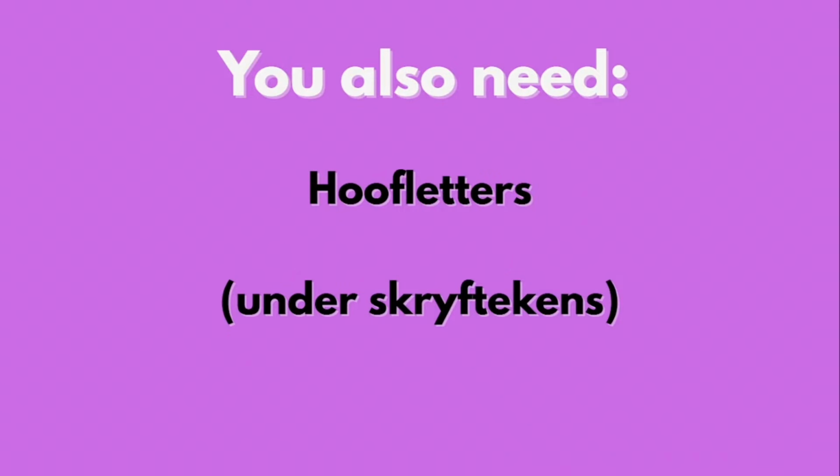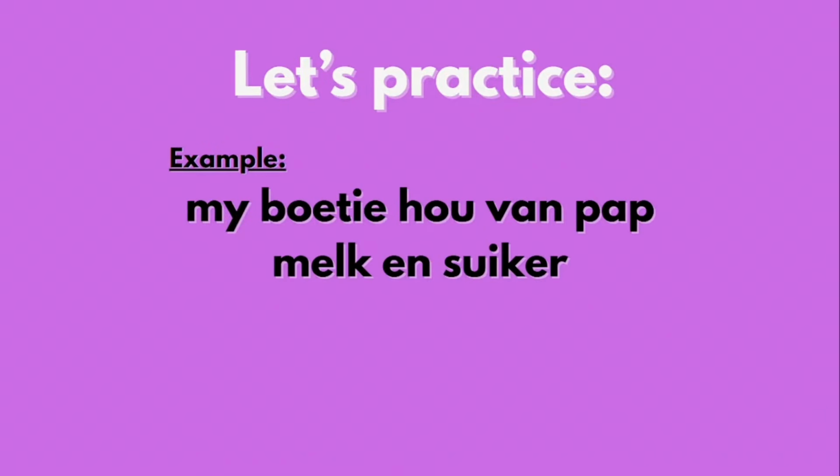You'll also need to know hoofletters, but hoofletters comes under skryftekens, though sometimes they love to ask them together, which is one of the examples that I'm going to show you. All right, let's quickly practice. My boetie hou van pap, melk and suiker. If you are a native Afrikaans speaker, you will immediately pick up what's wrong with this sentence. But if you're not, you need to be able to at least apply stompie rules in order to get a grip of what's going on.